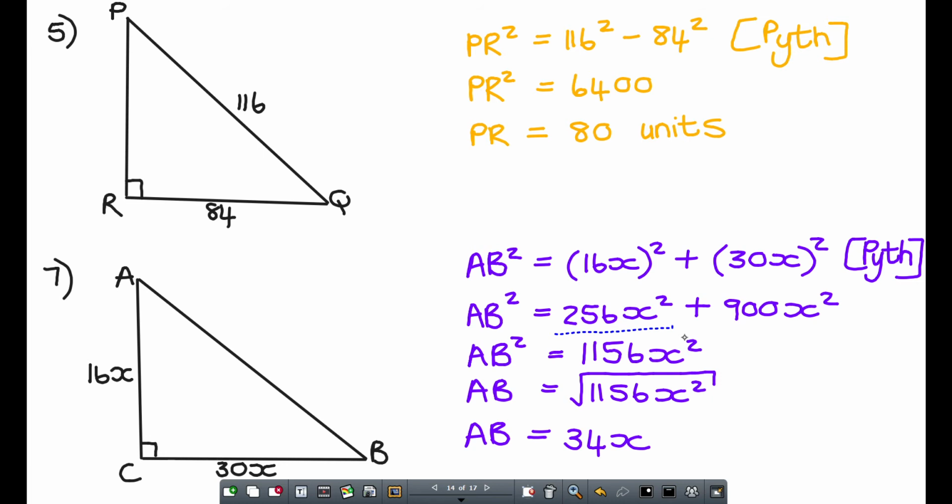Okay? Because otherwise you would have ended up here with just a normal x. And how can you get square root of just x? Okay, we can't get that. You can only get square root of x squared.